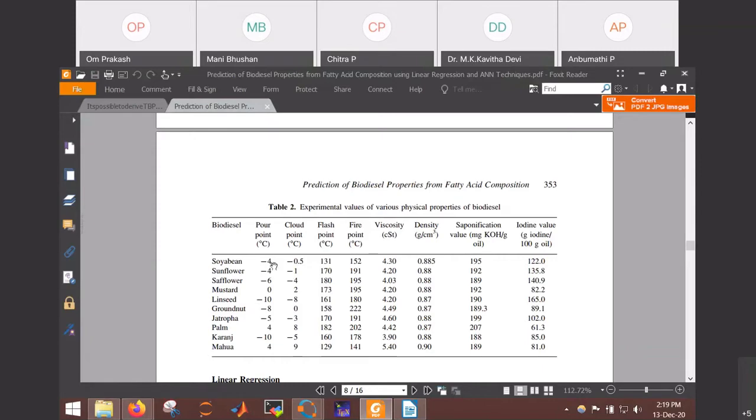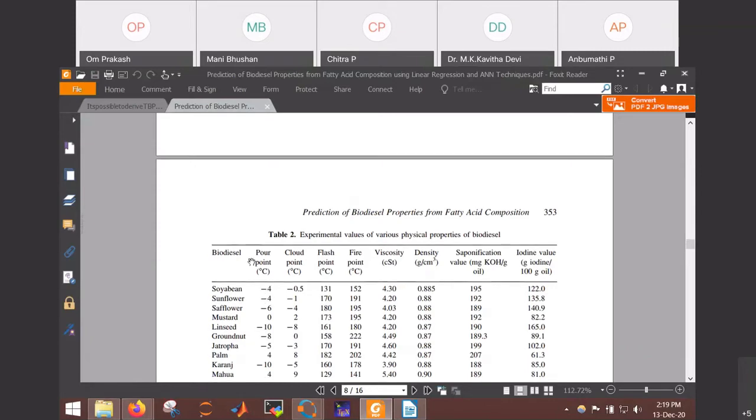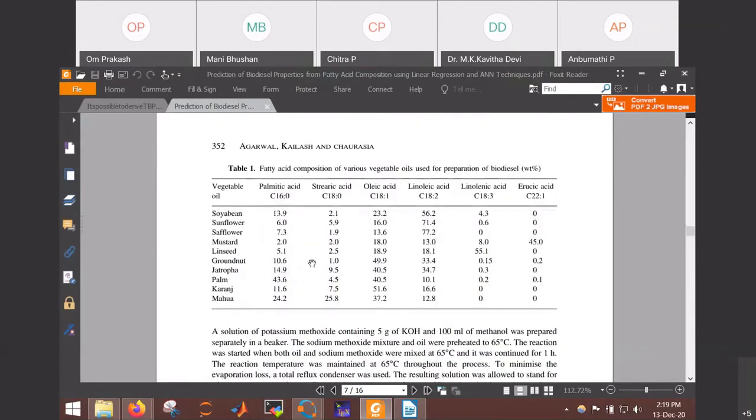So this is my Y data and this is my X data. So I'll construct this matrix. I have constructed this X matrix where my rows are my biodiesels, my vegetable oils, and these columns are my fatty acids. Okay.